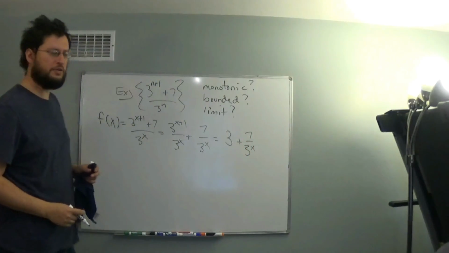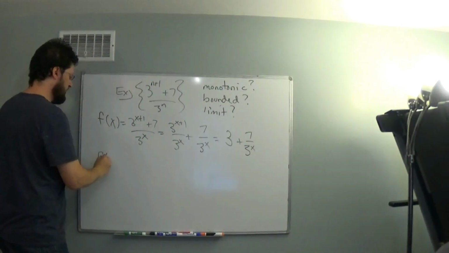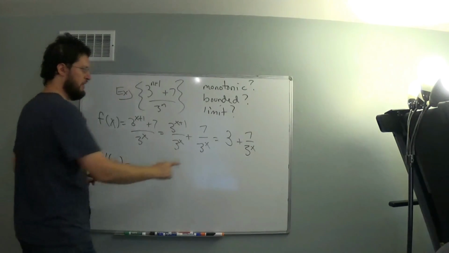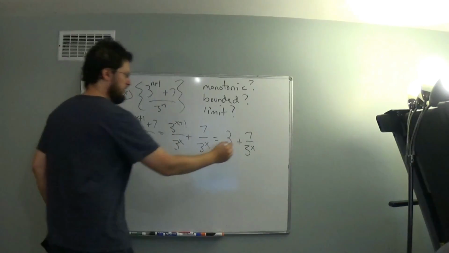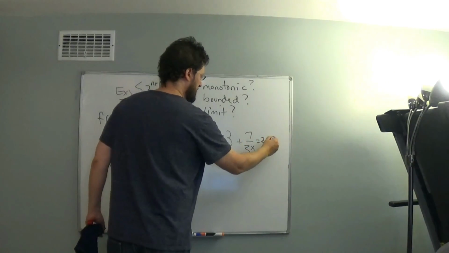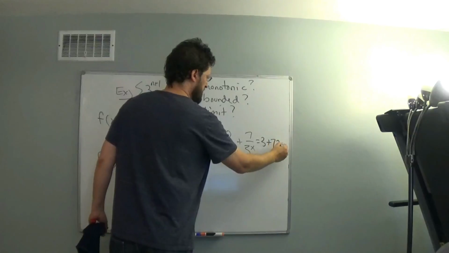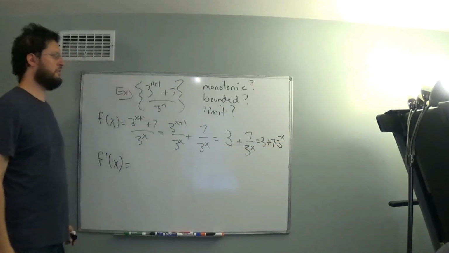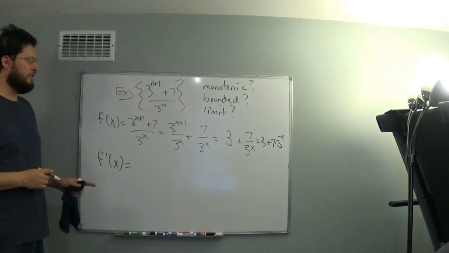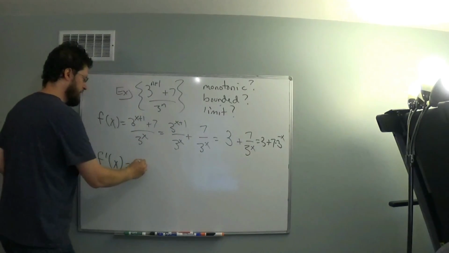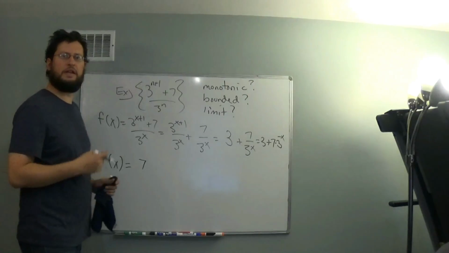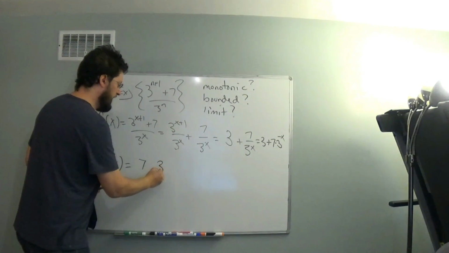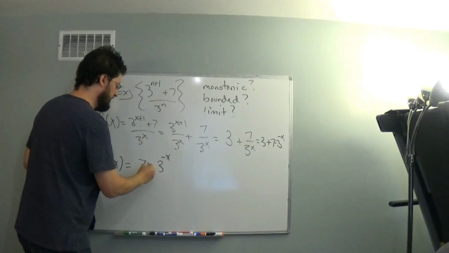If I want to talk about increasing or decreasing, I need to think about its derivative. F prime at x will be, the 3 goes away. So let me write that one other way. This is 3 plus 7, 3 to the negative x, just so it'll be a little easier to take the derivative. The 3 goes away. The 7 as a constant goes along. Derivative of e to the x is e to the x, but the derivative of 3 to the x is 3 to the x times ln of 3.